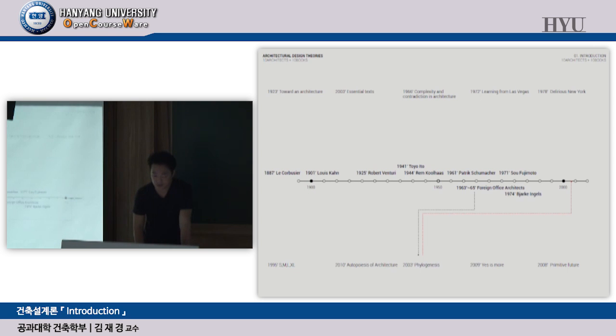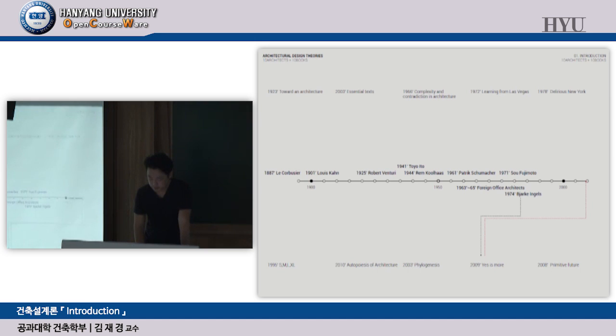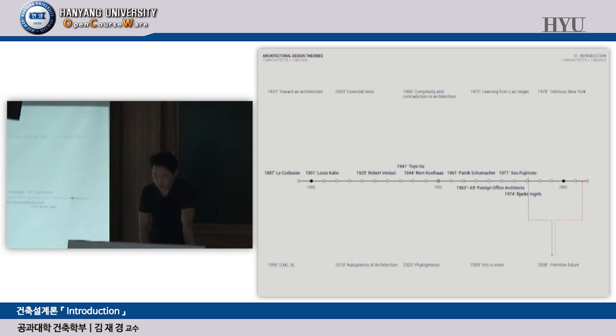This book doesn't have many texts, but the introduction, the first part of the book, reflects their theory very clearly. We have to look at that. And Bjarke Ingels made cartoon-like books in 2009. That is Yes Is More.